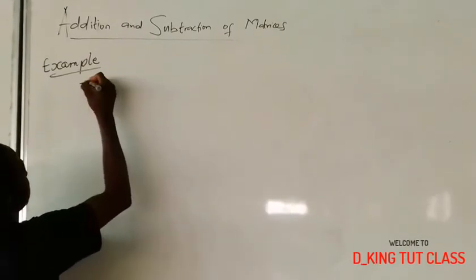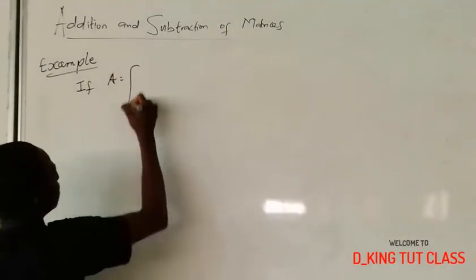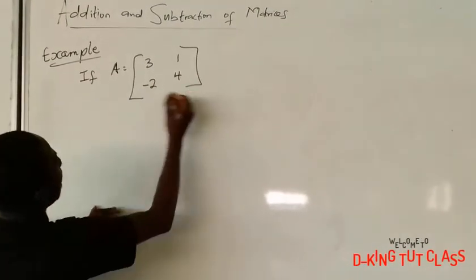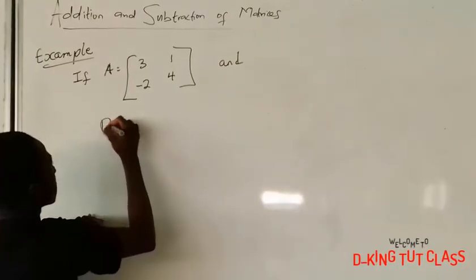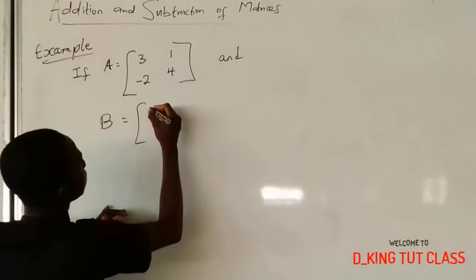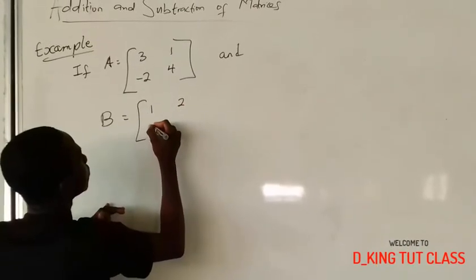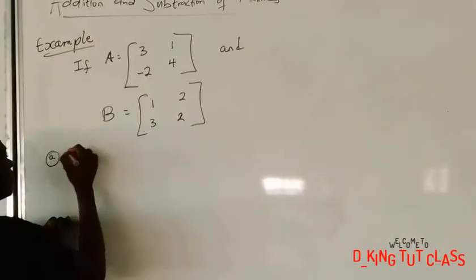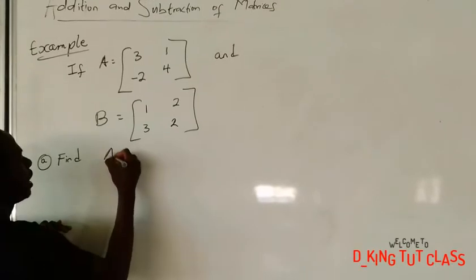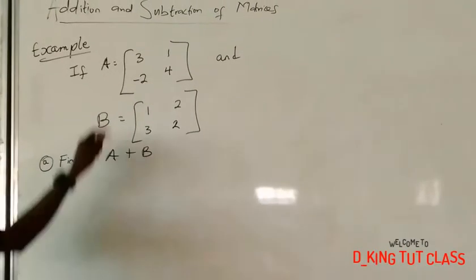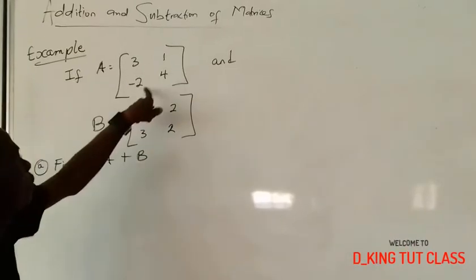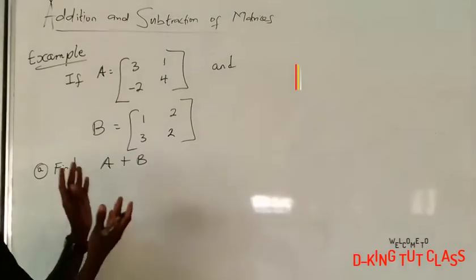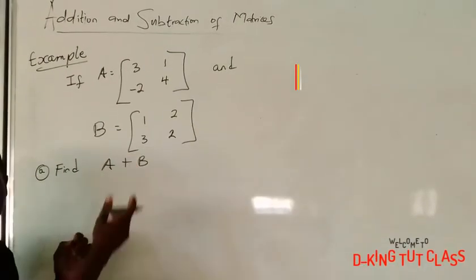Let's look at this. If A and B are given, find A plus B. Very simple. We're given the first matrix, the matrix A: 3, 1, minus 2, 4. Then we're given the matrix B: 1, 2, 3, 2. Now, I will be able to add these up. Why? Because they are of the same dimension. This is a 2 by 2 matrix, and this is a 2 by 2 matrix. So it's easier for me to do.